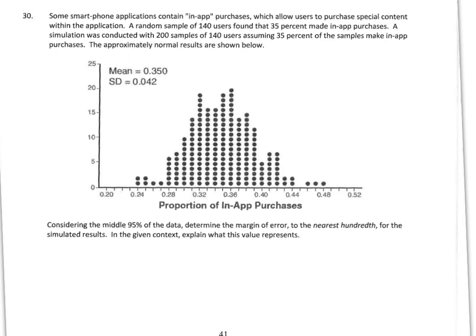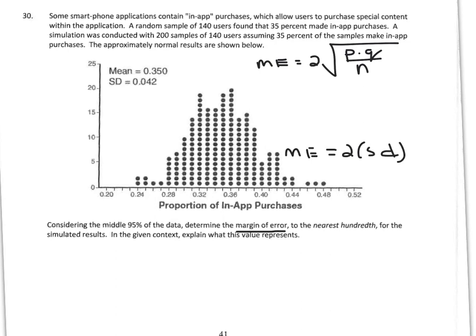Number 30, it says, considering the middle 95% of the data, I'm just jumping down to the question, determine the margin of error to the nearest hundredth for the simulated results. And then they want us to explain what this value represents. Okay, now we know 2 different formulas for margin of error, right? We know this one. Margin of error is equal to 2 times the square root of p times q over n. And the other one we know is margin of error equals 2 standard deviations.